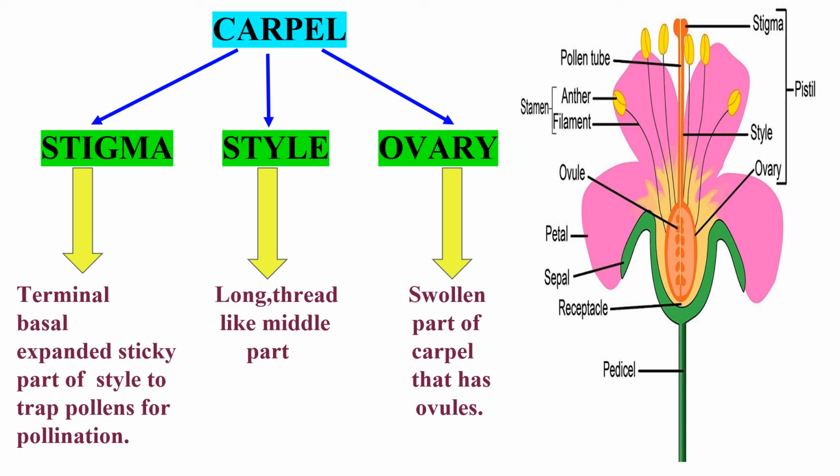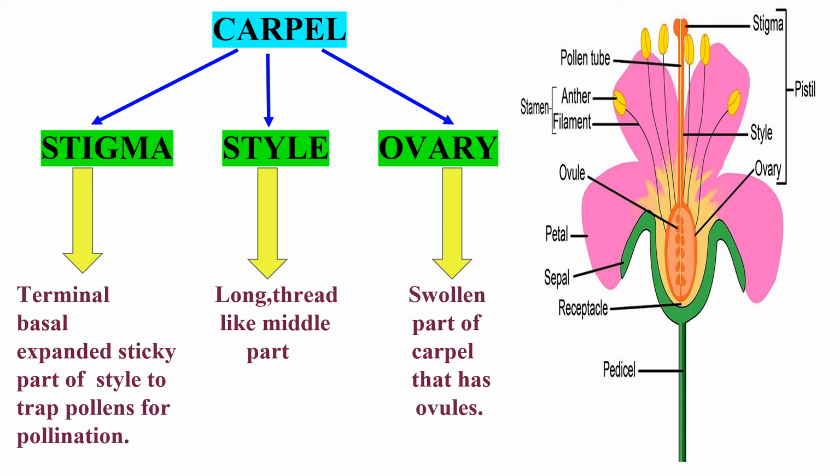Second is style. The long thread-like middle part of pistil is called style, and it provides the pollen tube. Inside style we have pollen tube, and through this pollen tube this pollen grain enters ovary.